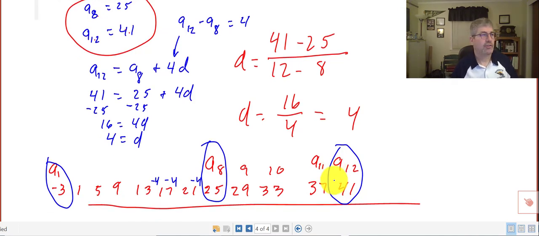That wraps up the introduction to arithmetic sequences and finding the nth term of the sequence, and you'll get some more practice with this when I see you in class.